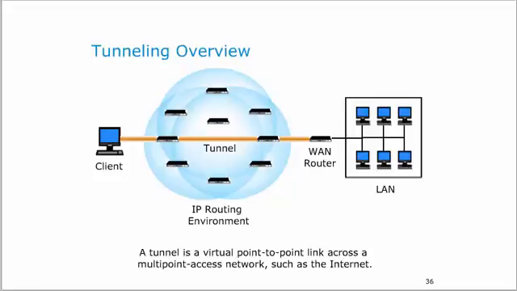L2TP is an Internet Engineering Task Force, or IETF, standard based on PPTP and the proprietary Layer 2 Forwarding, or L2F, protocol created by Cisco Systems. Like PPTP, L2TP relies on PPP for encapsulation and then routes PPP through an IP network. The main difference between L2TP and PPTP is that L2TP can use IP security, or IPsec, for authentication and encryption, while PPTP uses proprietary or PPP-based authentication and encryption. IPsec will be discussed in detail in Module 7.